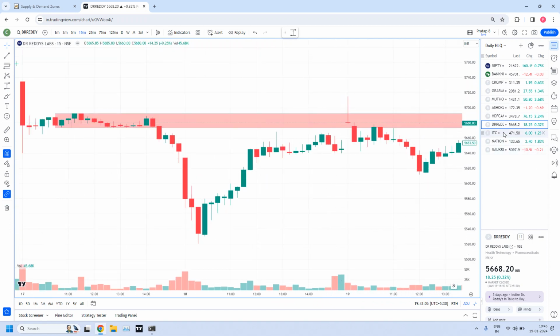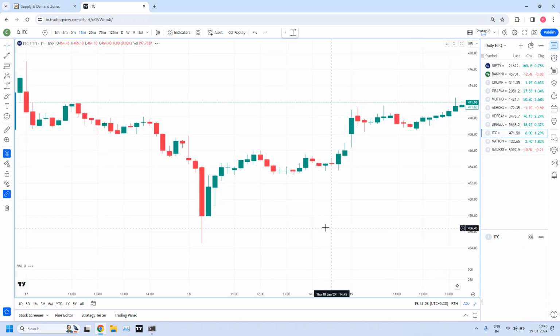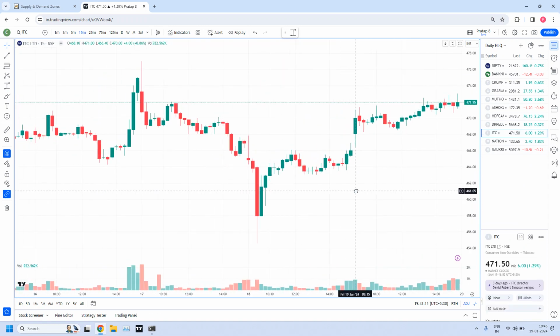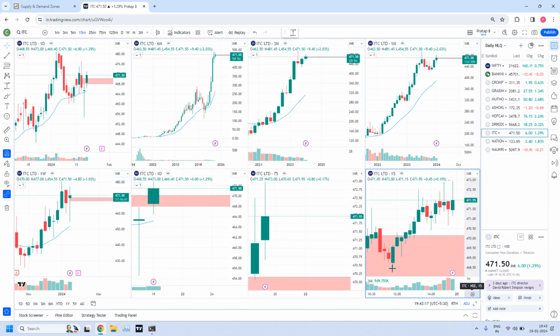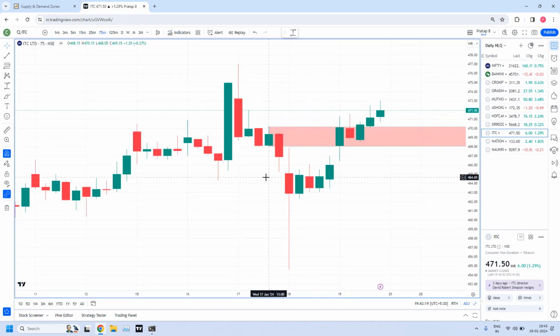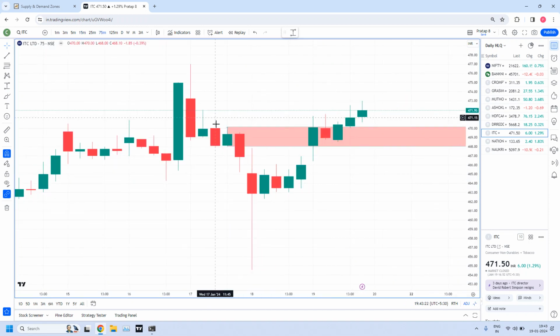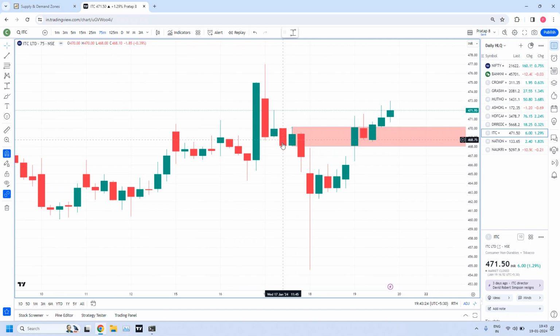Next one is ITC. ITC is also the same. The zone will be easily violated. The reason I will show you. But the 15-minute structure is good. The 5-minute structure will tell you why this zone will be violated. But before that, first it is a 75-minute zone. We have a drop candle, base candle, again a drop candle.